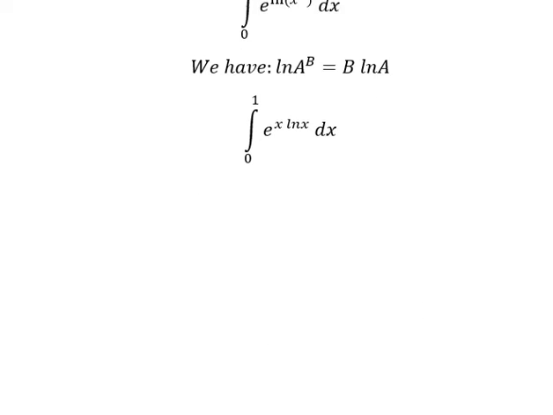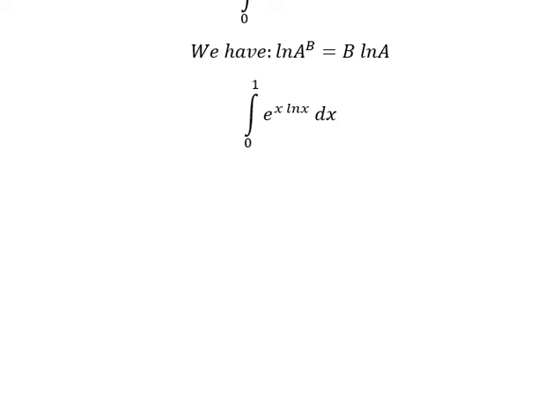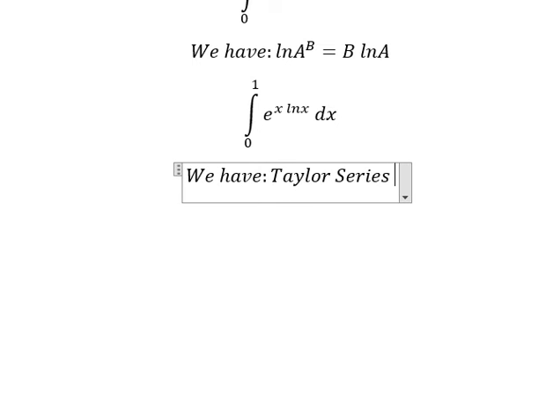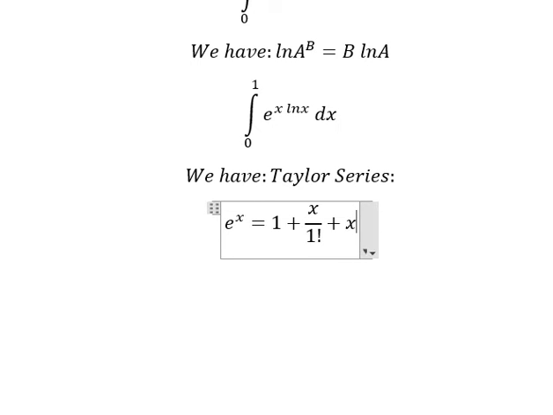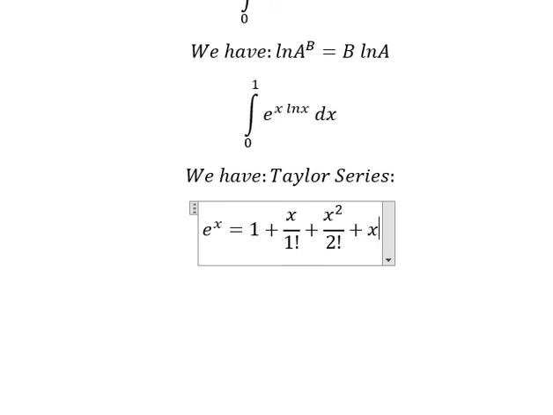Next, we have the next formula in here. That is about the Taylor series. So we have like this: e to the power of s equals 1 plus s over 1 factorial plus s squared over 2 factorial, and so on.